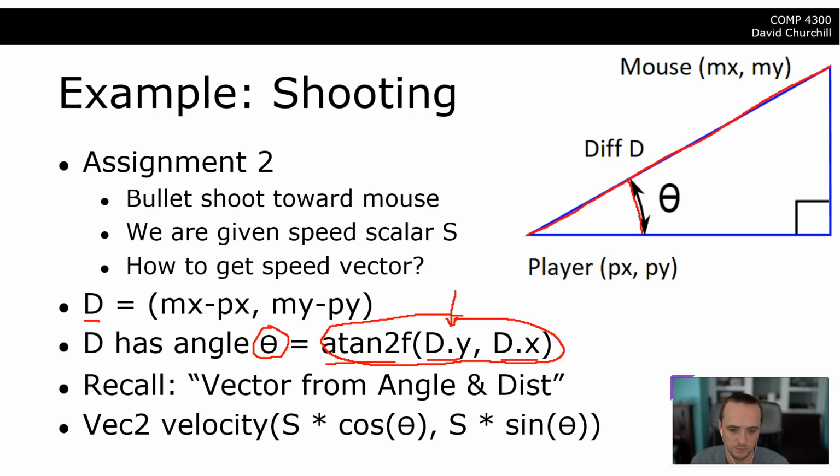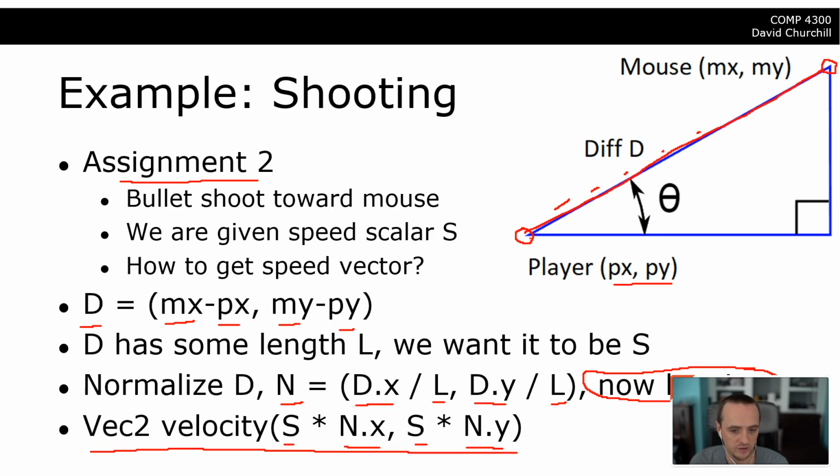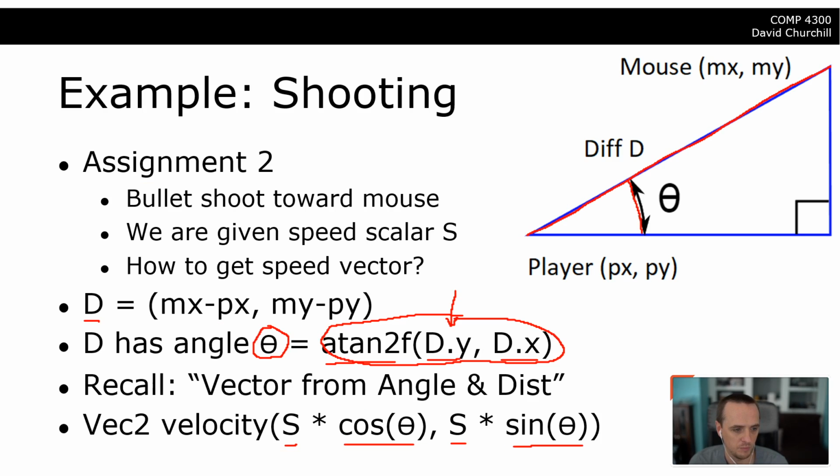Okay, that's very important. So if we recall the slide where we wanted a vector, and now we have an angle and a distance, or in this case, the distance is the speed, then our Vec2 velocity is equal to s, which is the speed, times the cosine of the angle, and s times the sine of the angle. So if we have a player position and the mouse position, and we want to fire a bullet at a given speed, and we want to figure out the velocity each frame that it has to be updated, we can use either this or this. They both give the exact same thing.